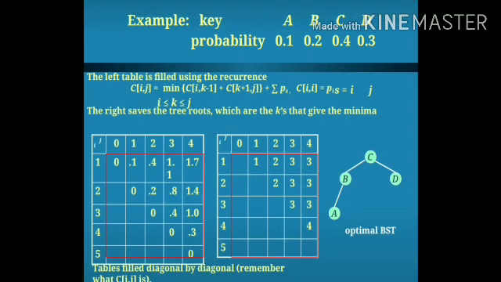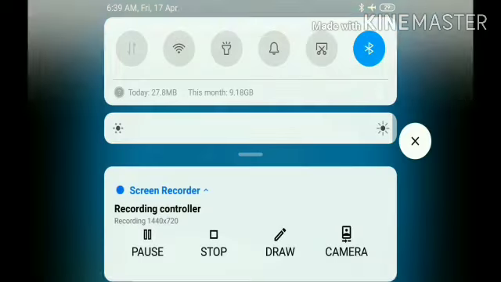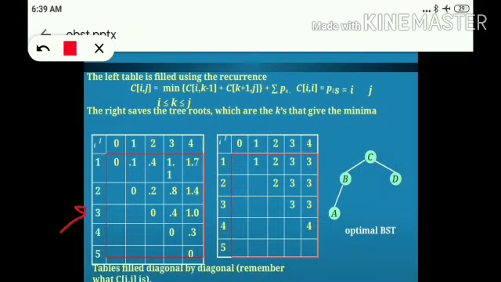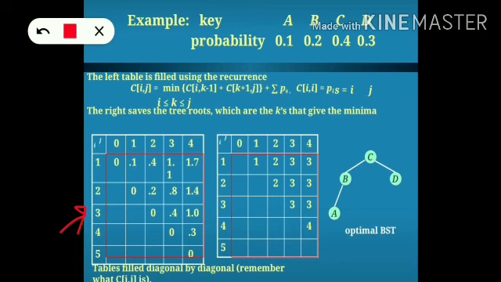So let us say we are given the keys A, B, C, D and their respective probabilities are 0.1, 0.2, 0.4 and 0.3, and we are supposed to prepare two tables. One is the cost table and the other one is the root table. This table tells us the minimum cost of finding a key, and this table gives us what should be the root of the binary tree. So let us start filling this table, the cost table, by using the recurrence relation.